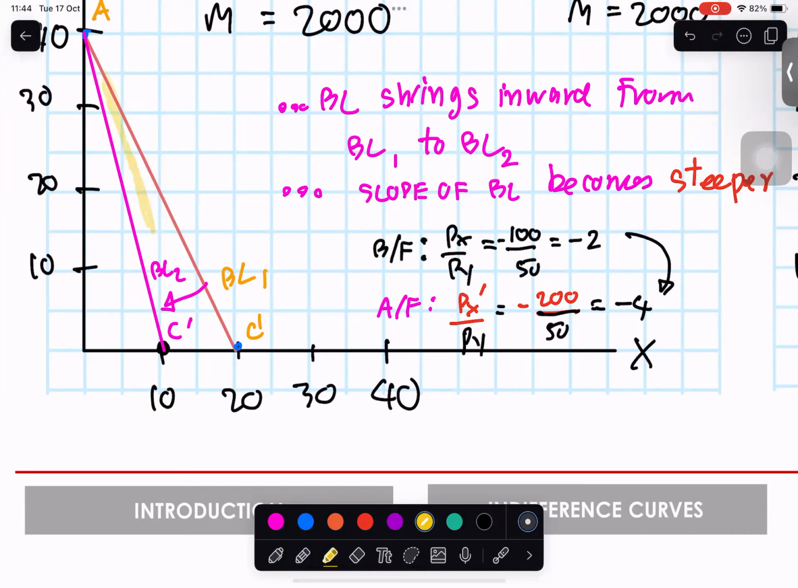Here, the baskets in between the new and old budget line are no longer affordable. This new frontier becomes this pink fence. Write these words: no longer affordable.